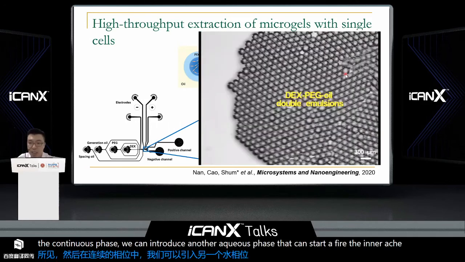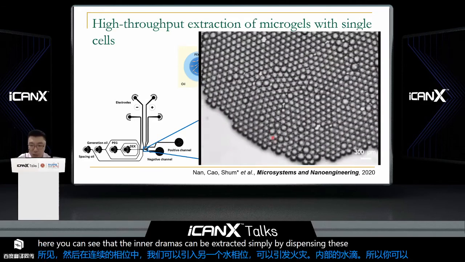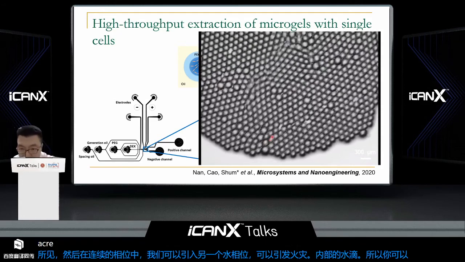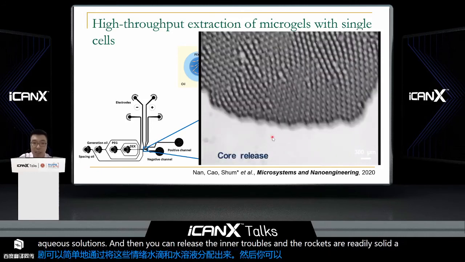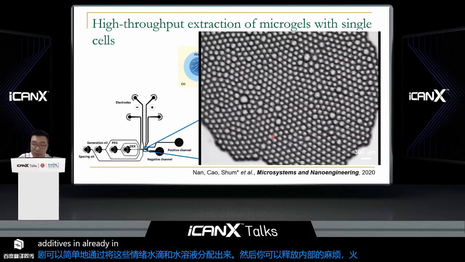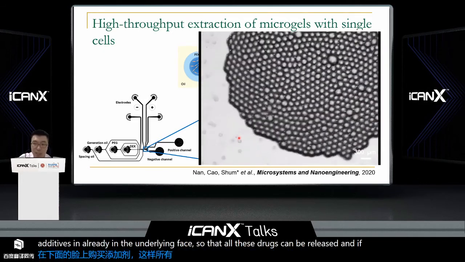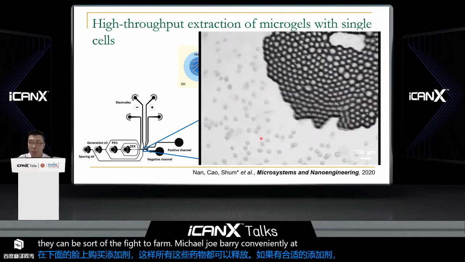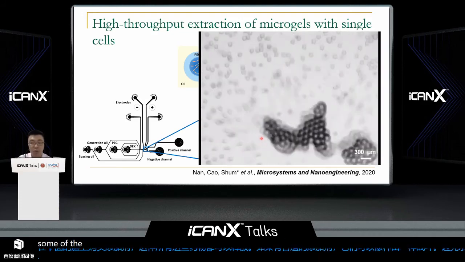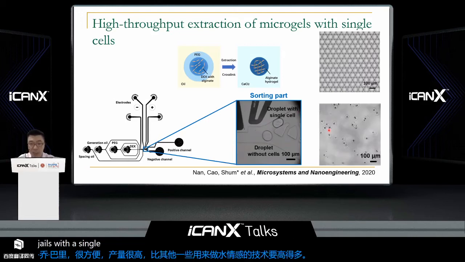So here you can see that the inner droplets can be extracted simply by dispensing these double emulsion droplets onto an aqueous solution. And then we can release the inner droplets, and the inner droplets are readily solidified by the additives already in the underlying phase, so that all these inner droplets can be released, and with the right additive, they can be solidified to form microgels very conveniently at very high throughput, much higher than some of the other techniques that have been used for doing water-water emulsions. And with that, then we can achieve microgels with single cells inside them conveniently.